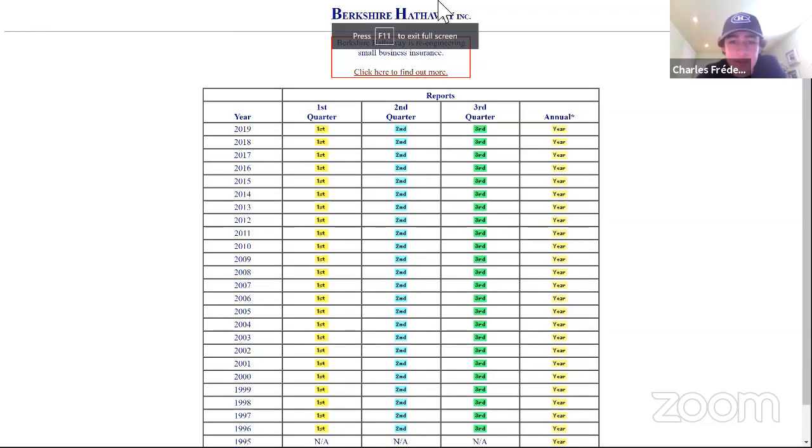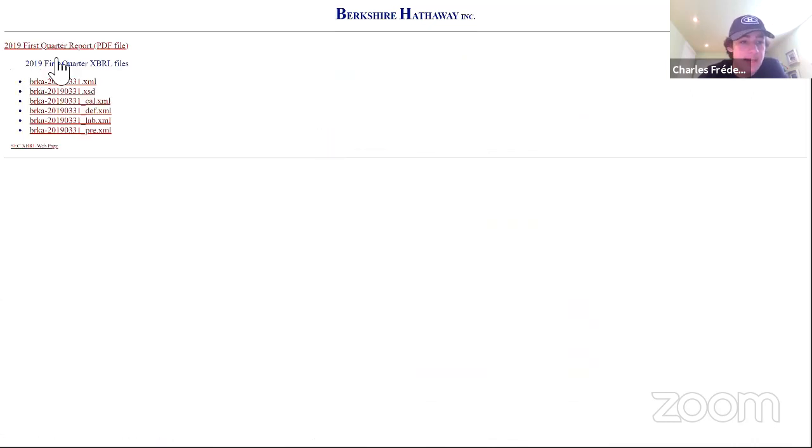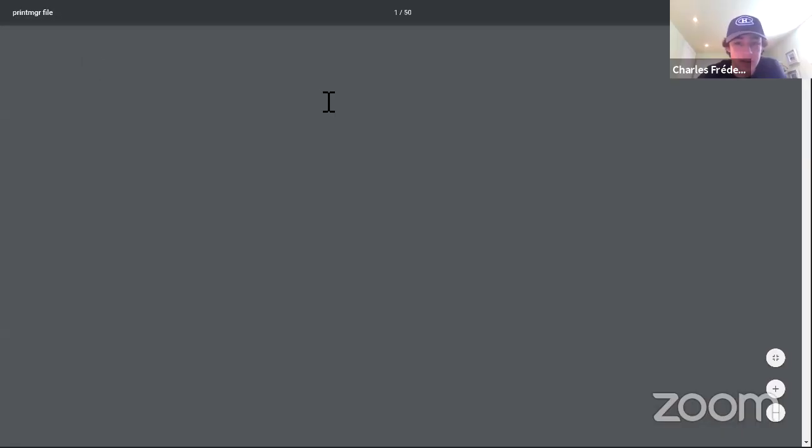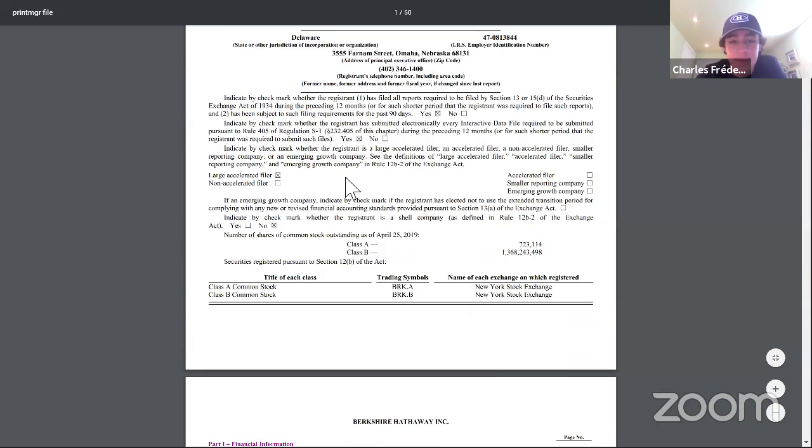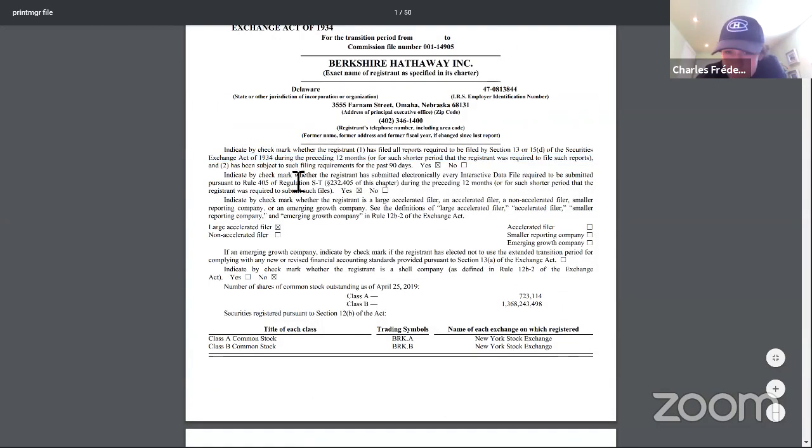So here's Berkshire Hathaway. It's the biggest conglomerate that exists right now, Warren Buffett's company, and for each year they publish quarter results and the annual results. So let's say we look at the first quarter 10Q, it has a bunch of information that is a bit useless, I guess. All that is just SEC regulations.